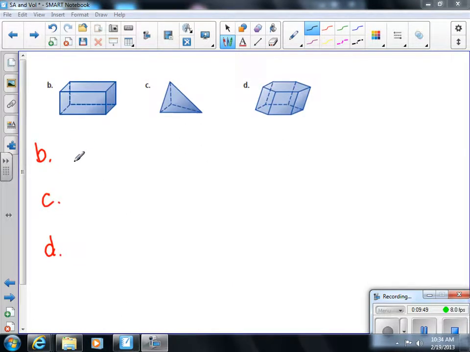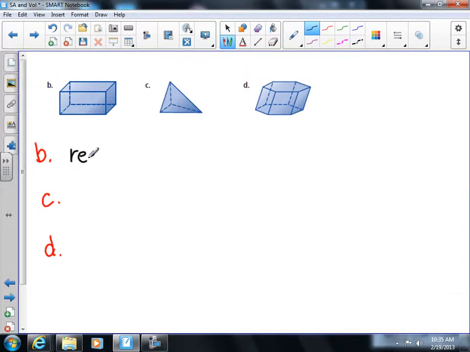All right, let's try these. I want you to name what B, C, and D are. When you're finished, I want you to check with your partner. All right, what'd you get for B? Okay, the bases seem to be rectangles, so it's a rectangular prism. And sometimes you may see it called just a solid, a rectangular solid, but a rectangular prism.